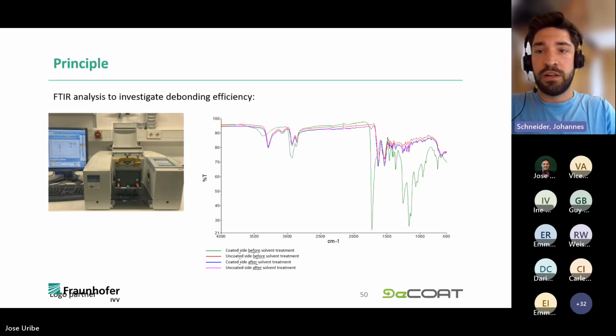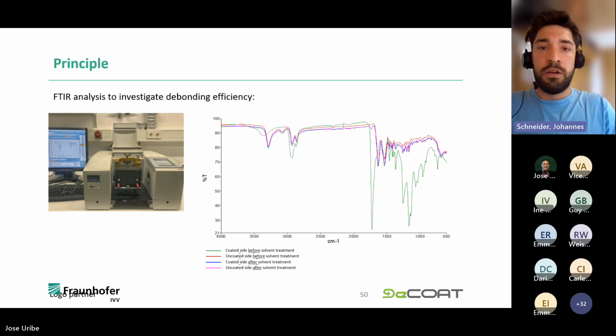And so here we see a result where it was possible to remove the coating. We see the typical pattern of the substrate material, and in green, the typical pattern of the coating material. And after a solvent treatment, on both sides of the sample, there's only the pattern of the substrate material left, so no residues of the coating are found on our sample anymore after our solvent treatment.